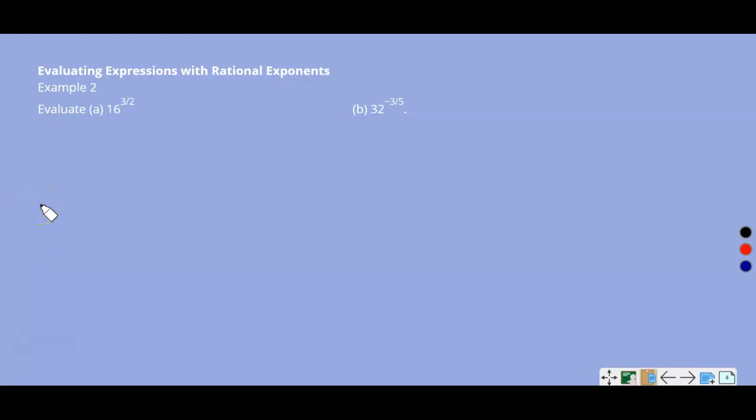Evaluating expressions with rational exponents. Example 2. All right, so we have 16 to the 3/2 power. Now, yes, you can simply type that in your calculator if you are allowed a calculator. I can see this being a question on the EOC where you're not allowed to use a calculator. So if you can't use a calculator, there are a few things you need to be able to identify.